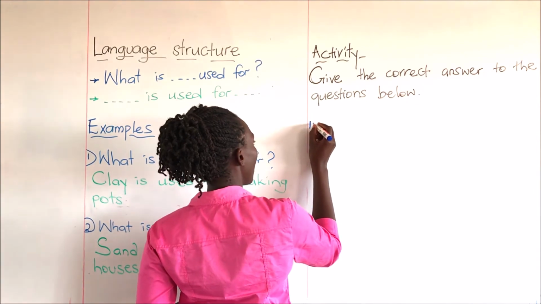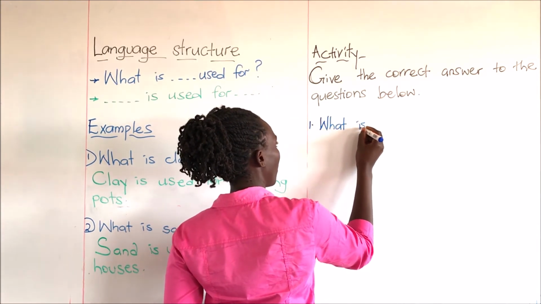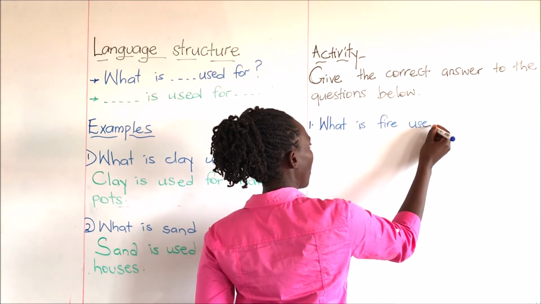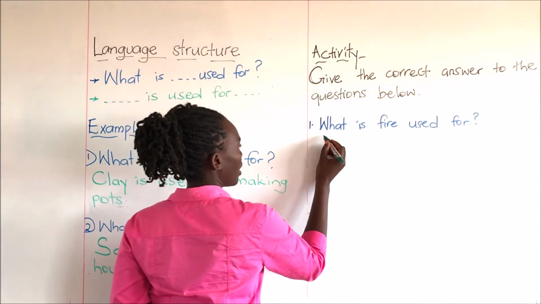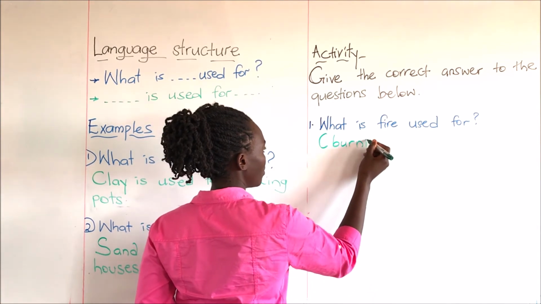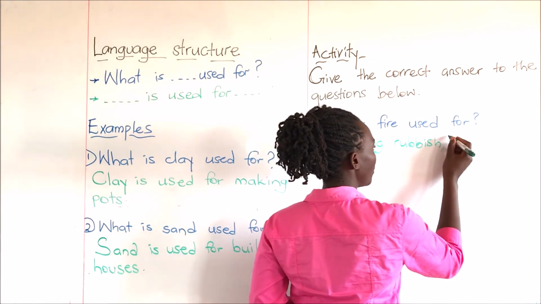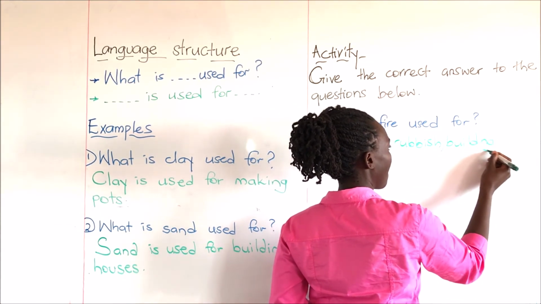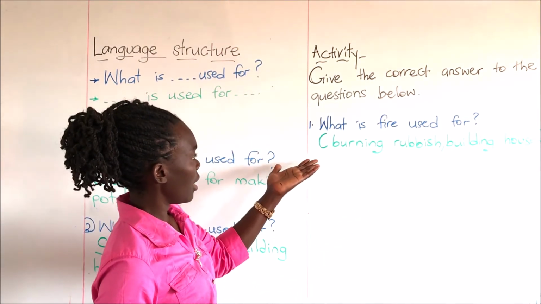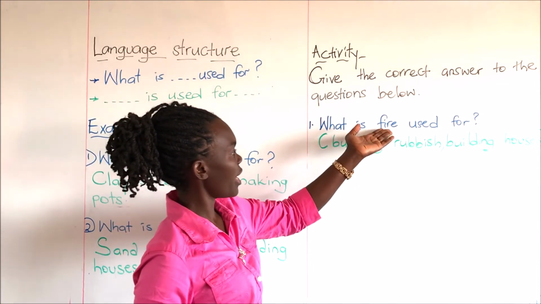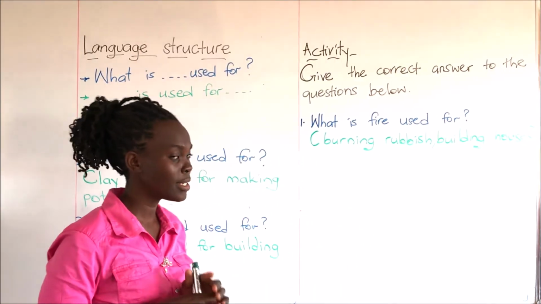Number 1. What is fire used for? Brackets, I'm having 2 answers. The first one is burning rubbish. Then I have building houses. So choose one of those 2 and give the response. Like number 1, what is fire used for? The answer will be, fire is used for burning rubbish. I don't expect you to say, fire is used for building houses. Does fire build houses? Not at all.